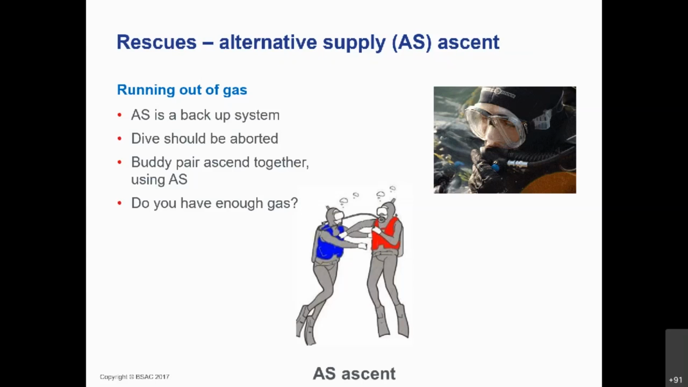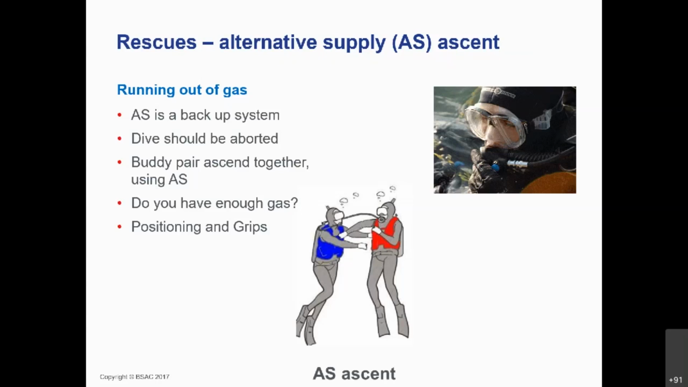Now, if we remember, if we're diving to our rule of thirds, at any point up until we turn around, we should always have at least twice as much gas as we need for one person to get back. But is that assuming that you're breathing normally and there's no stress? So think about that there.